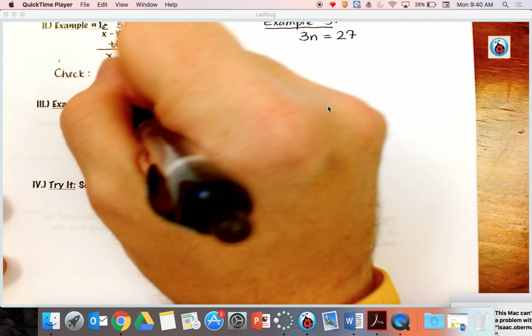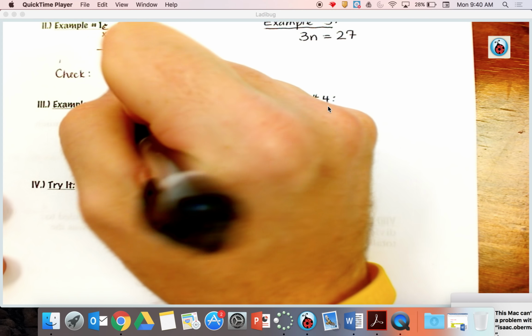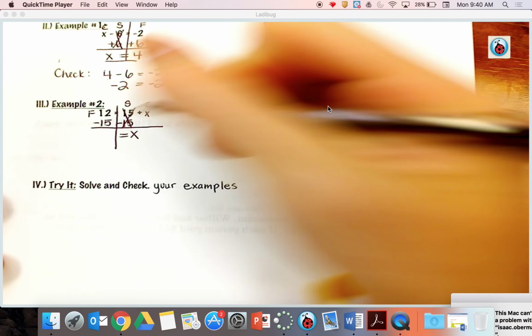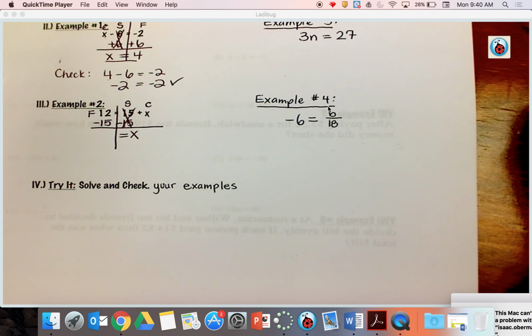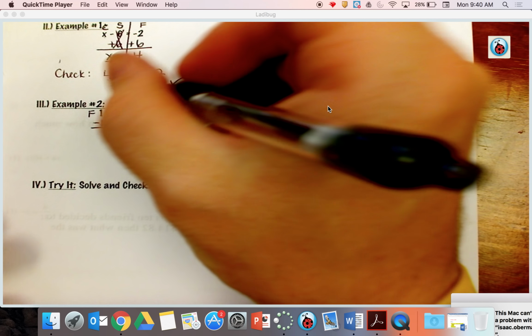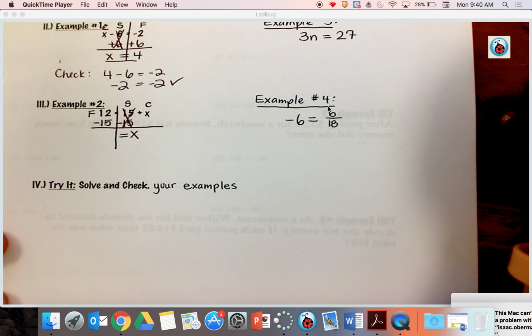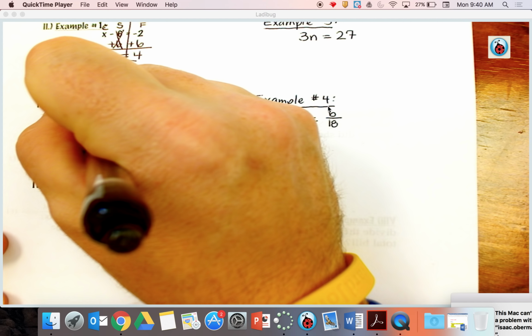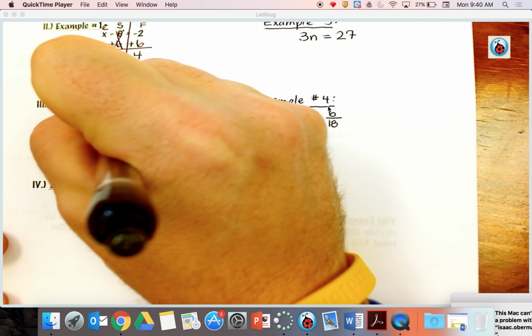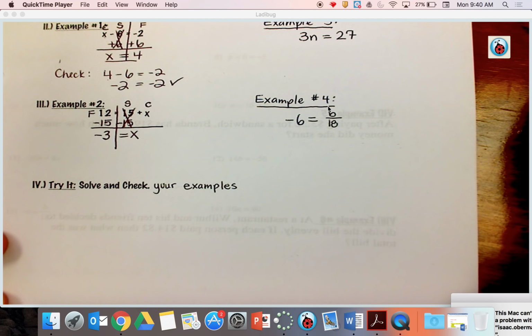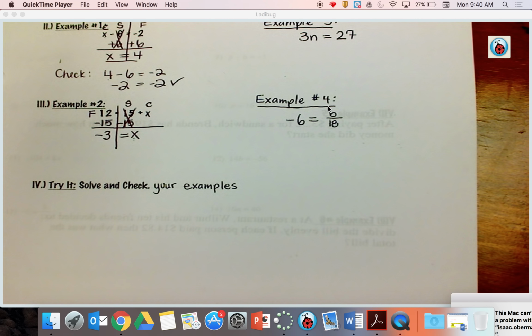And when I subtract 15 on both sides, these go away. I'm left with just my variable x. That's what I wanted to solve for. And now I do 12 take away 15. Well, I put that in my calculator, I get -3. And that would be my solution. This x value is now equal to -3.